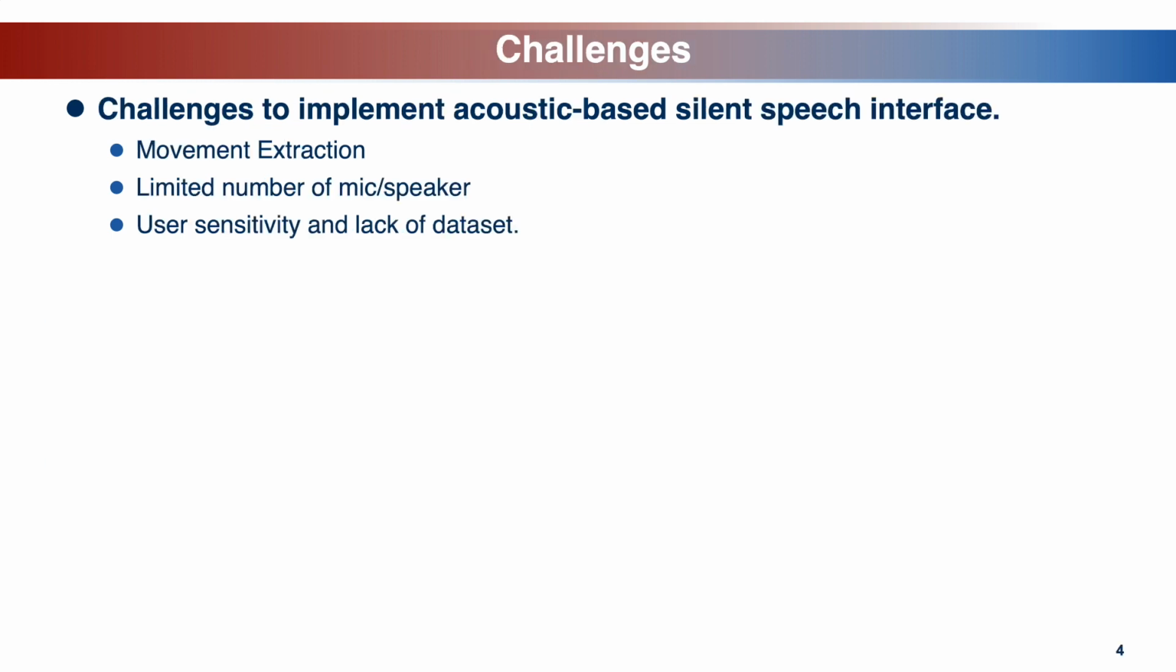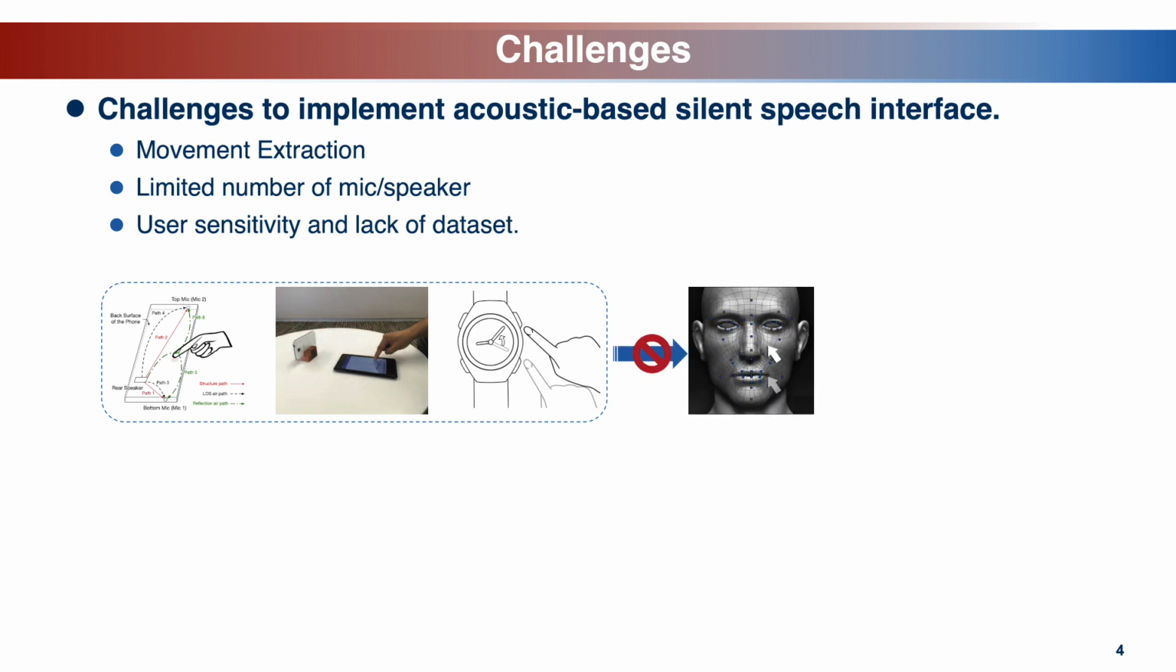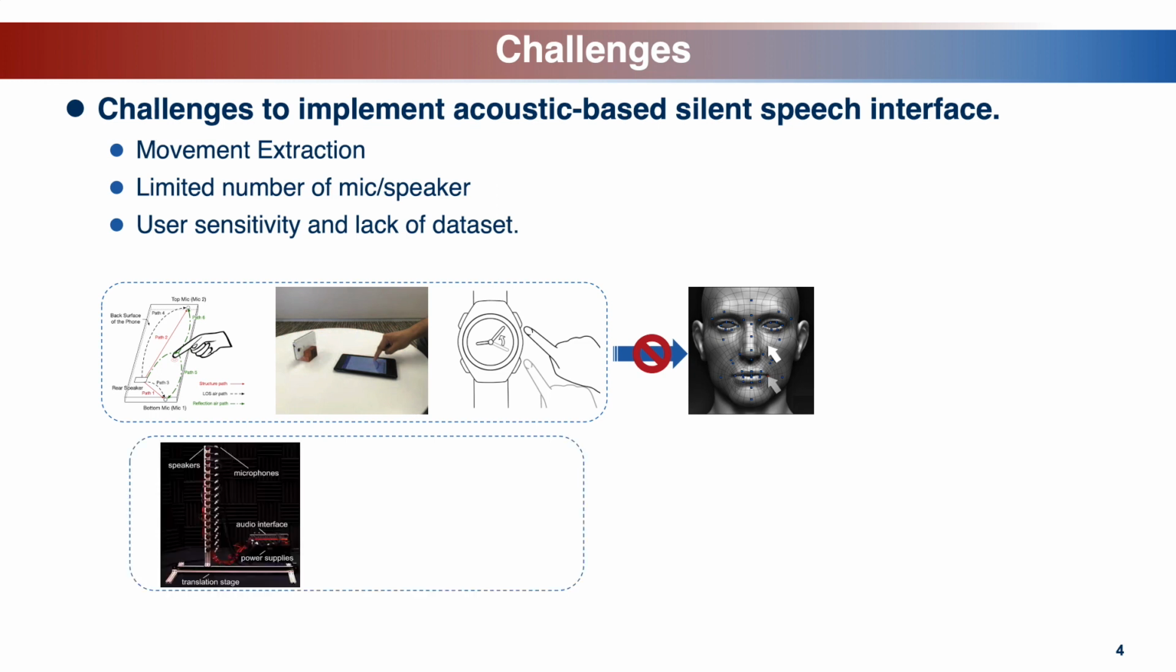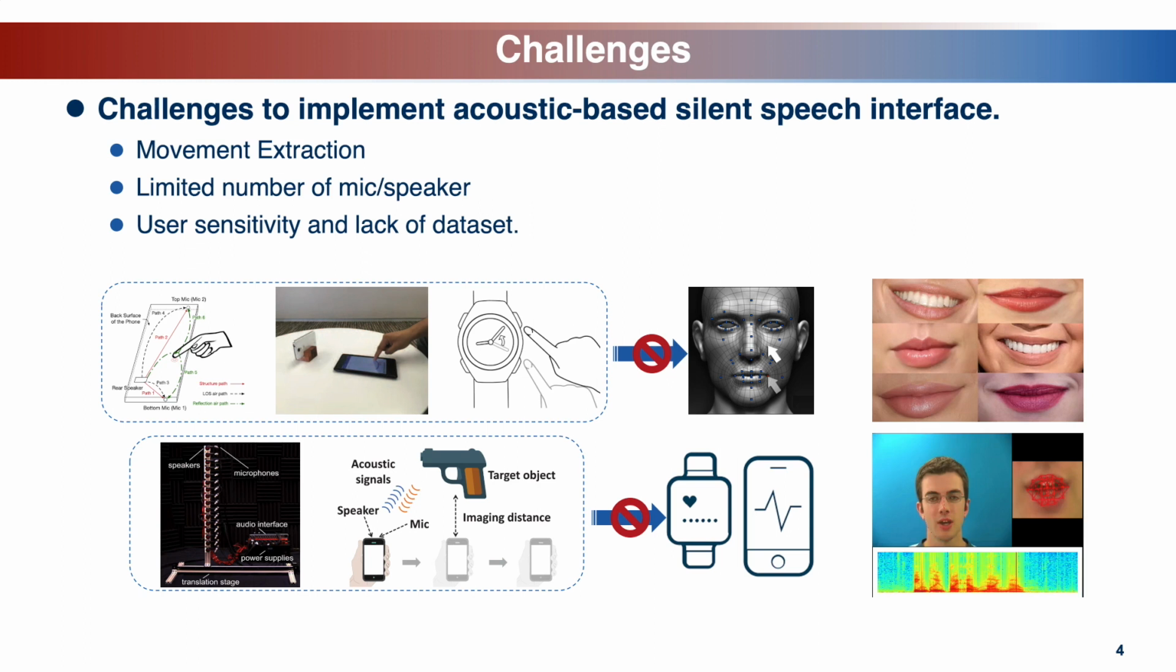There are several challenges to implement an acoustic-based silent speech interface on mobile devices. Some mechanisms have been proposed to track the motion of finger or hand, but they cannot extract the 2D movement of facial components. Limited mics and speakers make traditional acoustic imaging based on mic or speaker array not applicable to mobile devices. Also, it is not feasible to ask users to move the device. Finally, the facial movement is user-dependent and we do not have a large open-source dataset for training.